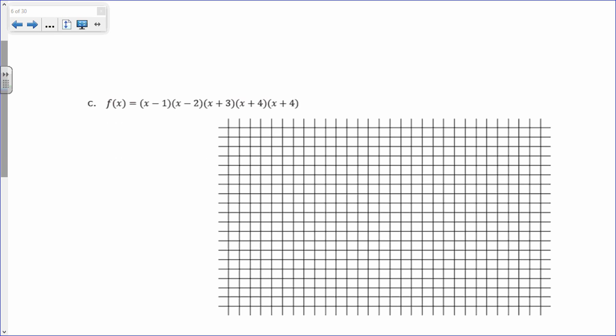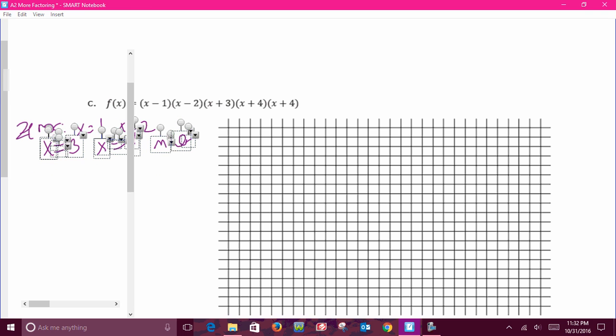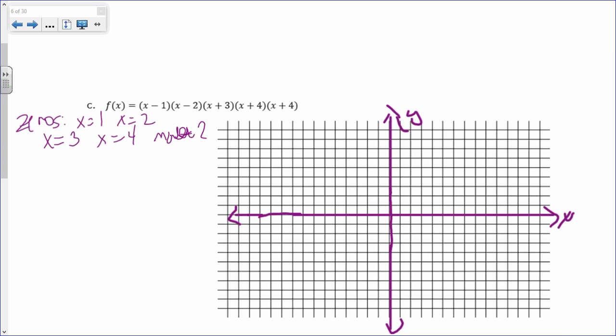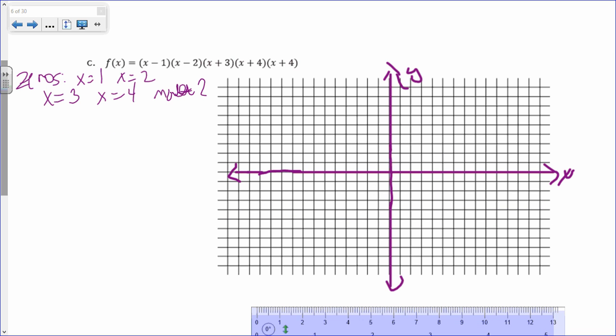All right, for the next problem, f of x equals x minus 1 times x minus 2 times x plus 3 times x plus 4 times x plus 4. My zeros are x equals 1, x equals 2, x equals 3, x equals 4 with a multiplicity. All right, so now that I've got that all fixed up here, these are my zeros.